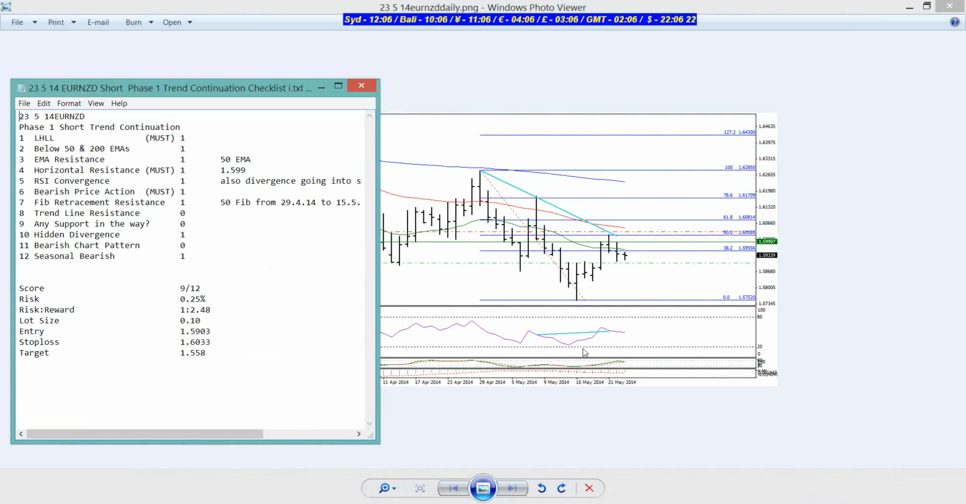So it's a bit like saying, well, I don't have hidden divergence in stochastics, but I'll use RSI, or I don't have it in RSI, but I'll use stochastics. So you're saying that it's there by saying, well, it's this cycle here. So just be a little conscious of that, if you could.